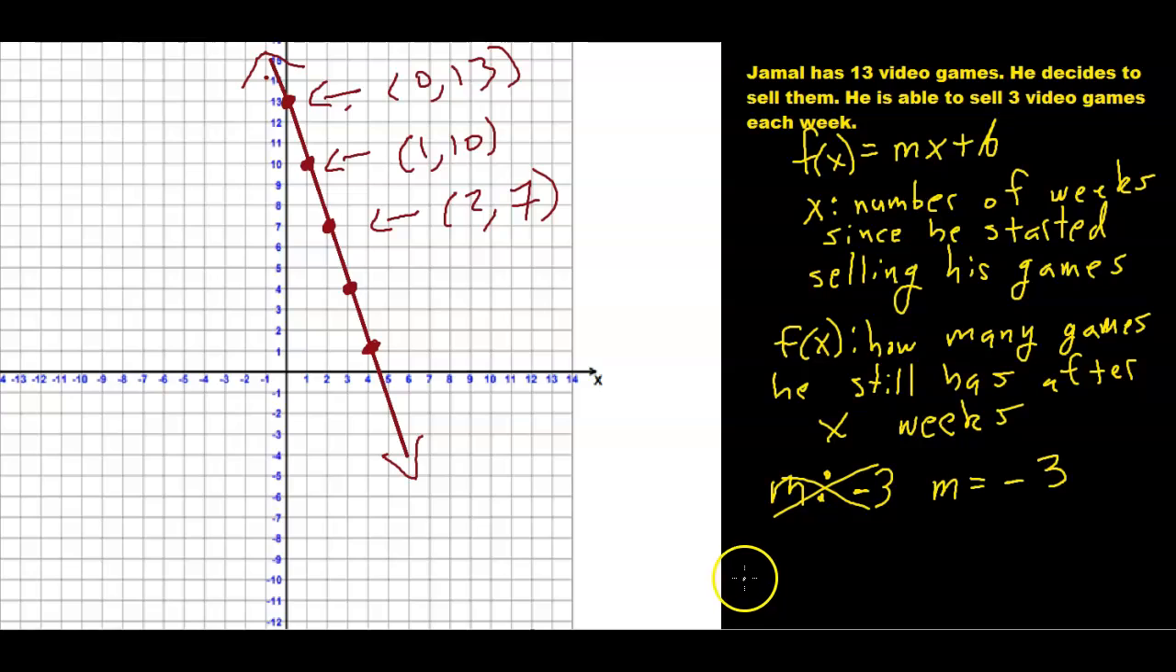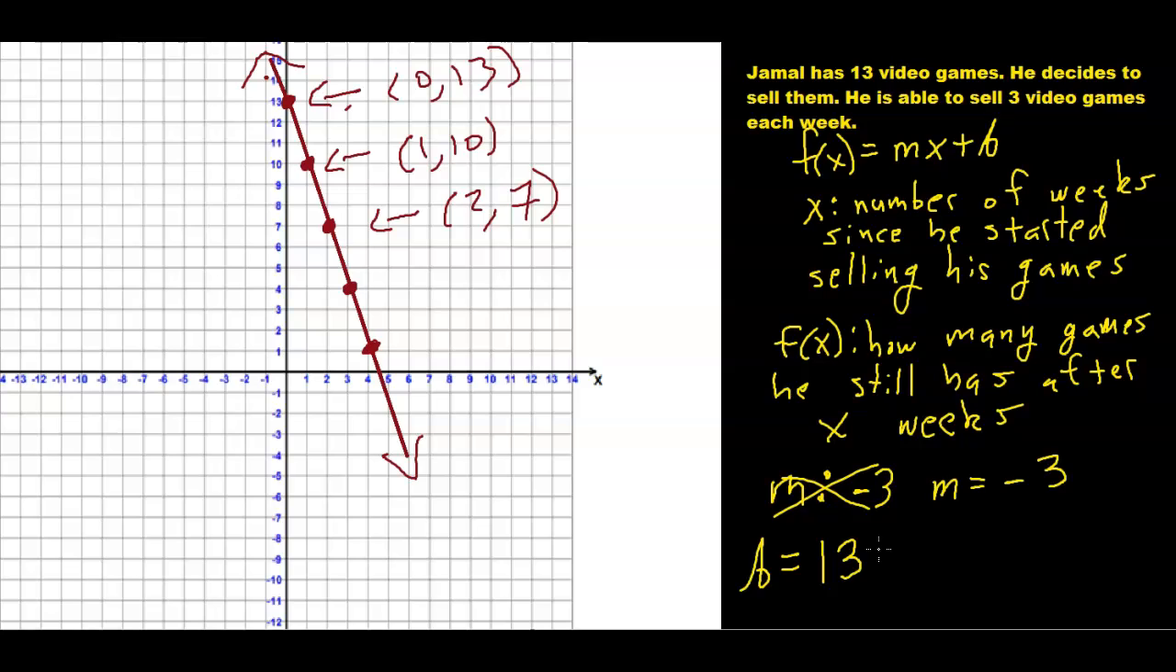And what is b here, right? b is the y-intercept, or the initial value. And what's his initial value? The amount of games he started with, right, is 13. So b is going to be equal to 13.